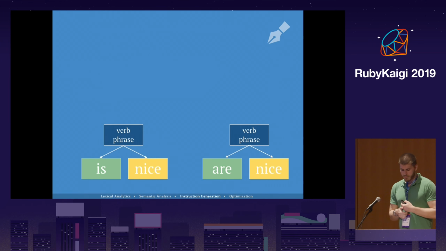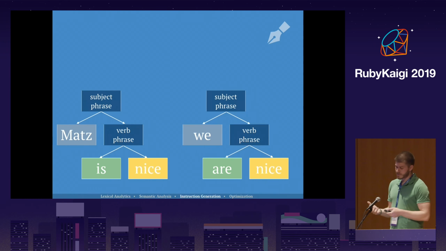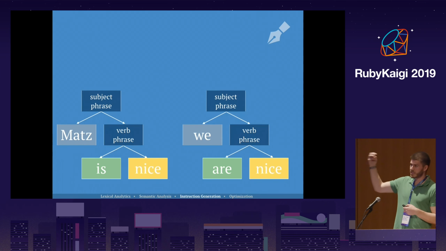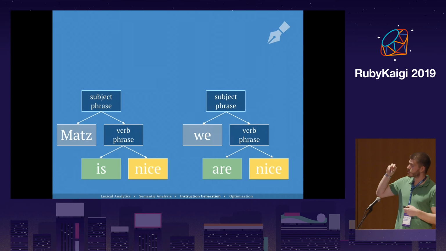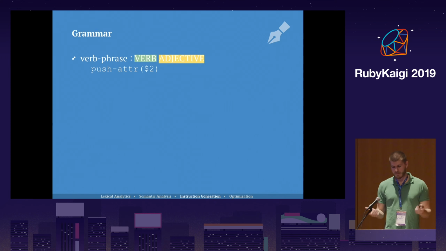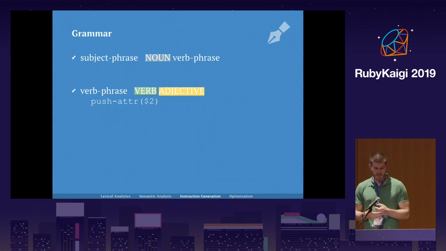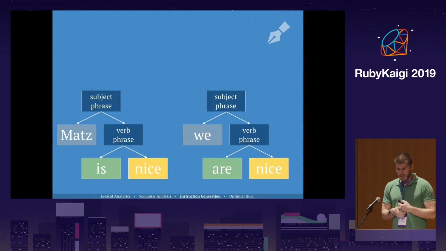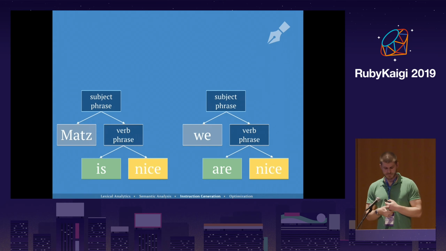Then if we go back to our subject phrases, we're going to say, okay, we need to take that attribute that we pushed onto the stack, and we need to save it into that element that is on the left side, so that we're applying the attribute to that noun. So we're going to say, okay, we have this subject phrase, and we're going to save the attribute by popping the attribute off the stack. And okay, so we've got that done.